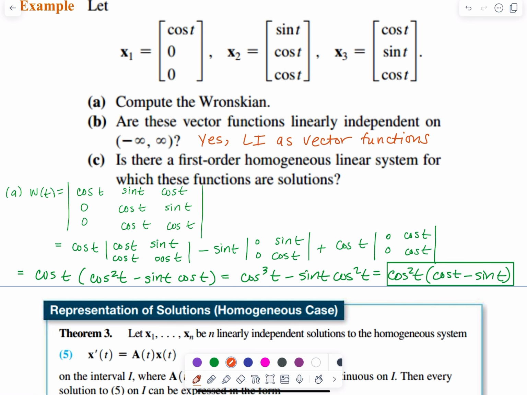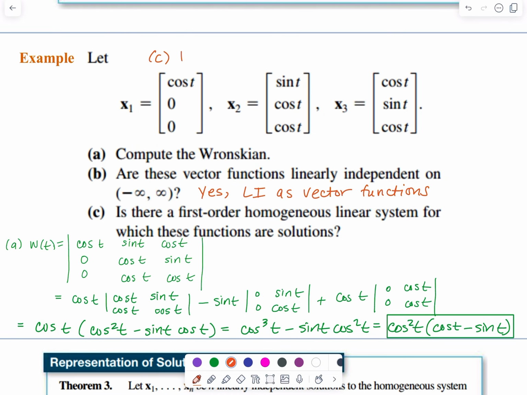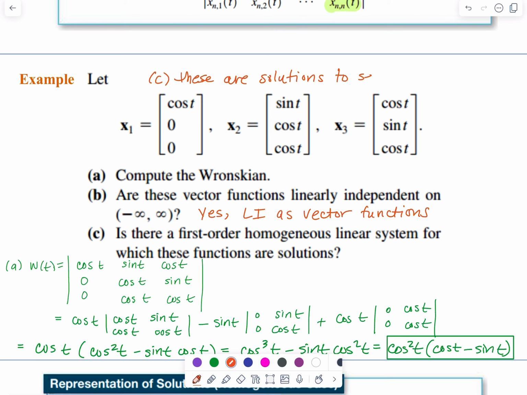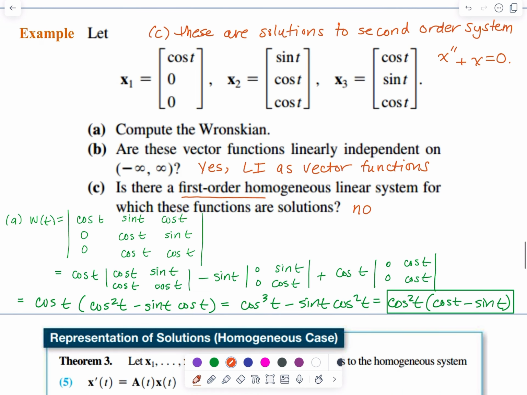Let's just take a look at that and see here that these are solutions to the second order system x double prime plus x equal to 0. So this is no, because there is not a first order system, since the Wronskian of solutions to a first order system either never vanishes or it vanishes identically.